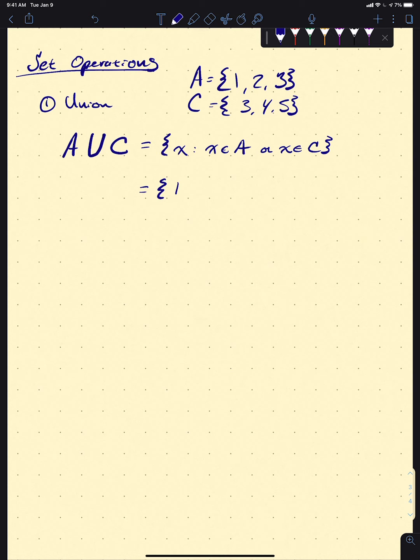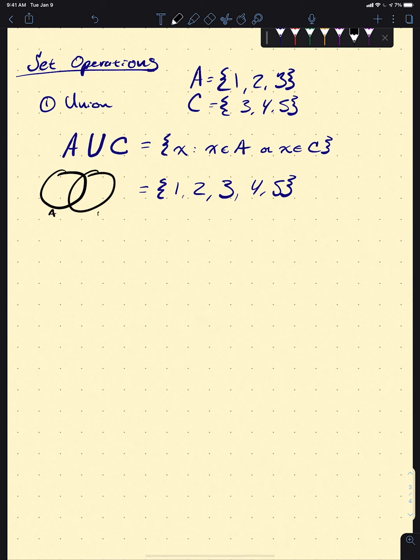So 1 is in A, 2 is in A, 3 is in A and C, but this is not an exclusive or, so it is totally valid. 4 is in there and 5 is in there as well. So this combines sets and just gives you basically everything. If you are more of a visual learner, if we have some set right here, A, and some set here, C, well then A union C is all of it. It's everything that's in either one.